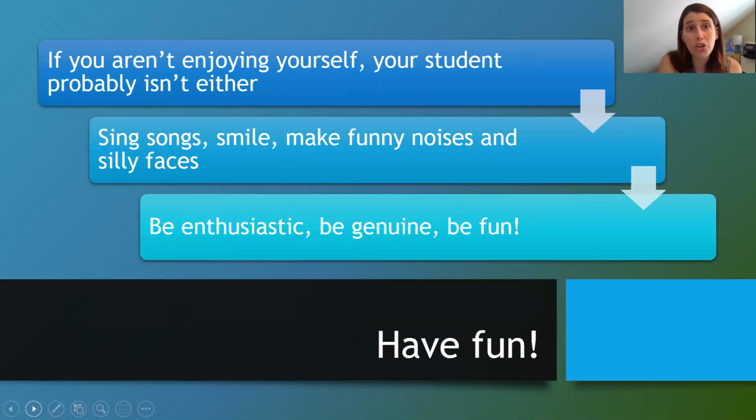And you really also want to make sure you're having fun. If you aren't enjoying yourself, then your student probably isn't either. You want to sing songs, smile, make funny noises and silly faces, really gauge what your learner is looking for you to do, and continue to be enthusiastic, be genuine, and be fun.